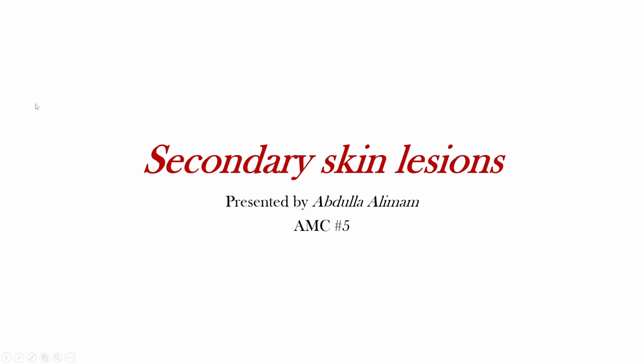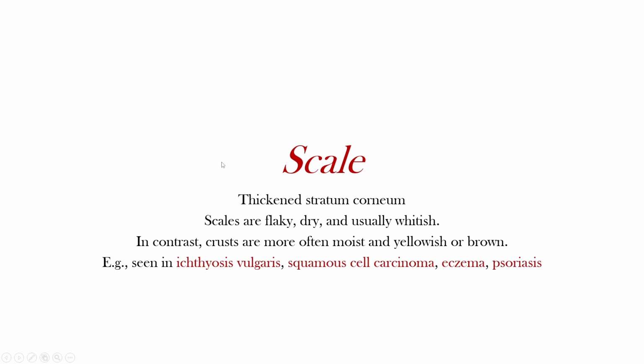Today we will speak about the secondary skin lesions. So, the first one is the scale. Scale is a thickened stratum corneum. Scales are flaky, dry, and usually whitish. In contrast, crusts are more often moist and yellowish or brown. For example, it's seen in a couple of conditions like psoriasis, eczema, squamous cell carcinoma, and ichthyosis vulgaris.